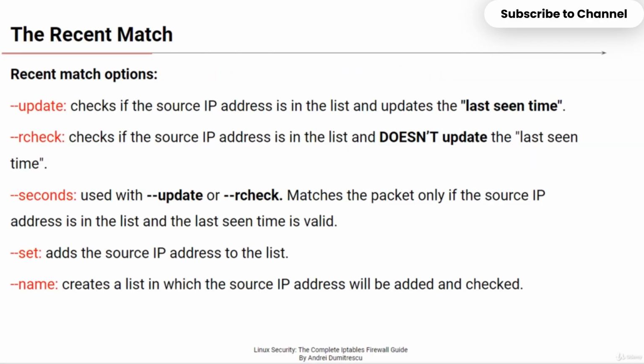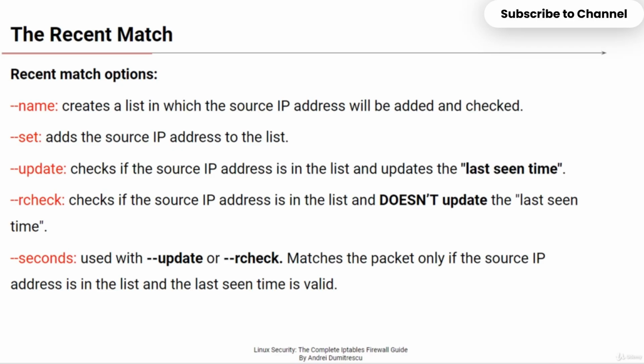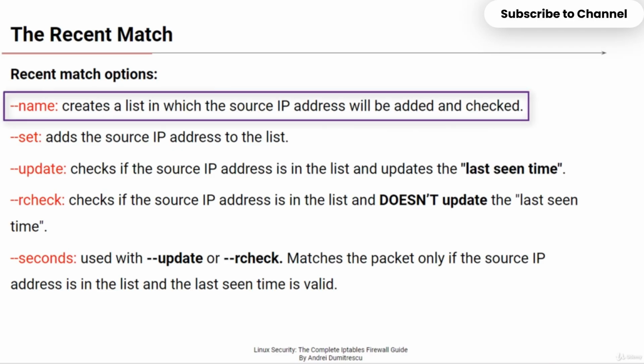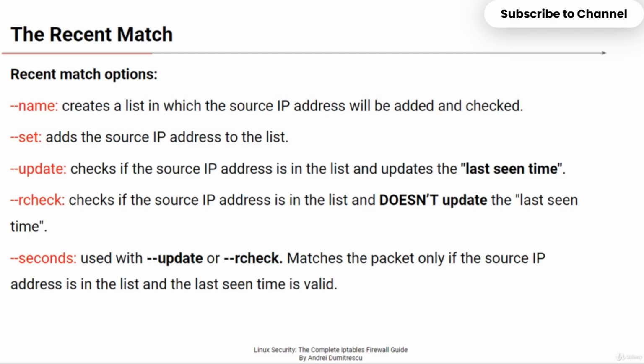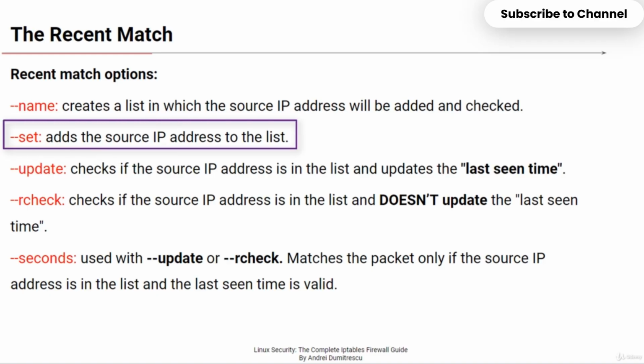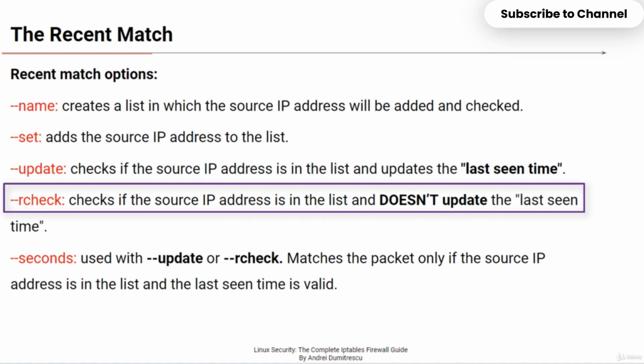Okay, let's move on and take a closer look at these match options. The --name option is creating a list in which the source IP address will be added and checked. --set is adding the source IP address to the list. And --rcheck is checking if the source IP address is already in the list and doesn't update the last seen time. If the source IP address is in the list, any packet from that source IP address will be dropped for that absolute number of seconds specified.